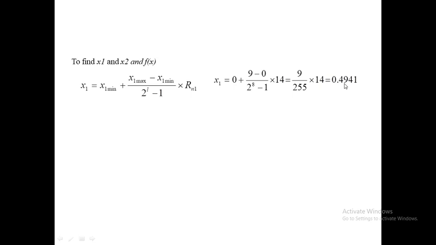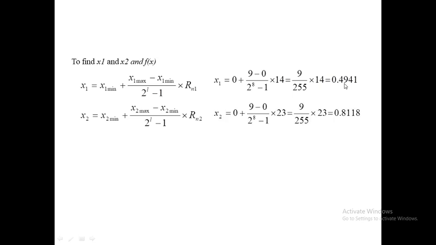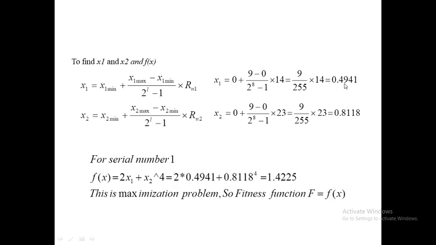Similarly, I may go for x2. The x2 formula is x2 min plus x2 max minus x2 min divided by 2 power l minus 1 into random number 2. The same formula I utilize for x2. Okay, x2 is equal to the same formula. I convert that x2 value. Okay, for the serial number, the next step is finding the f of x value, that is the fitness function.